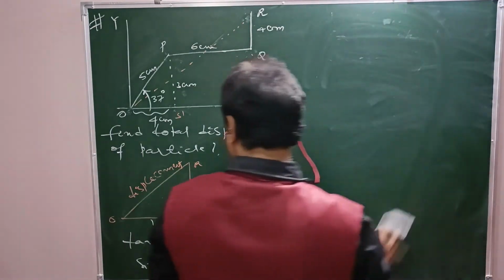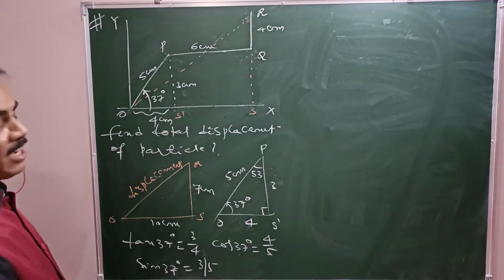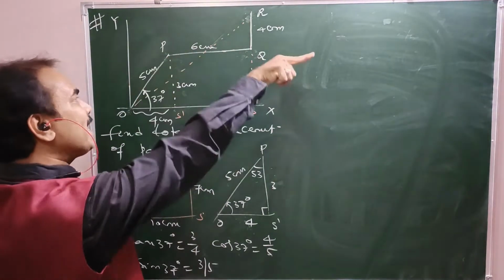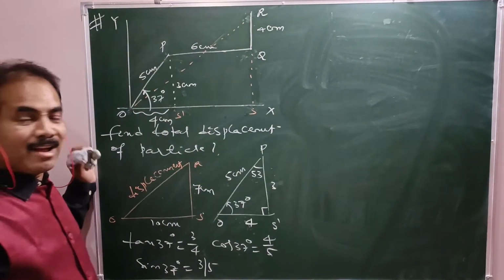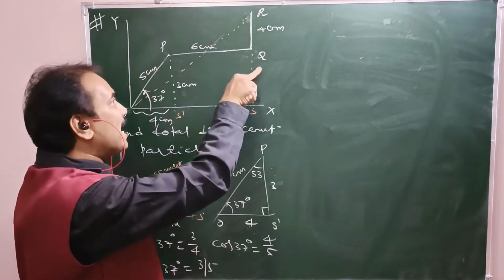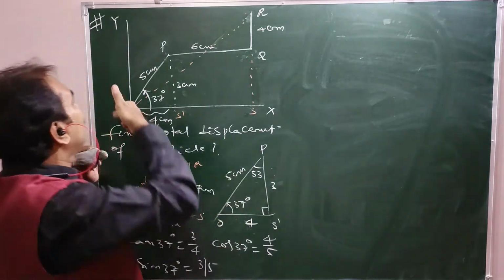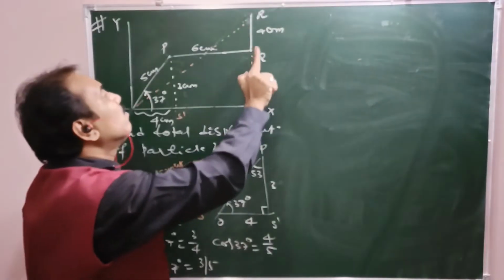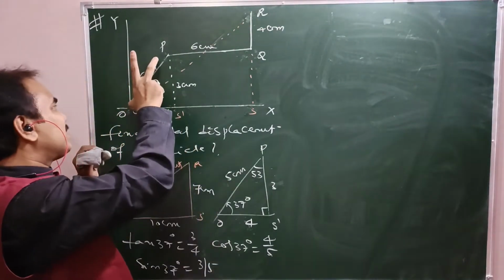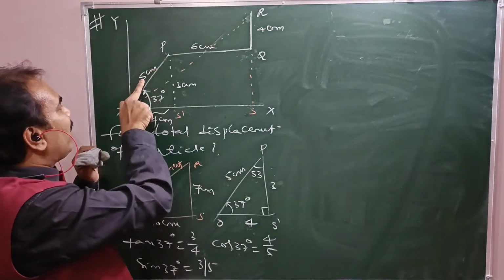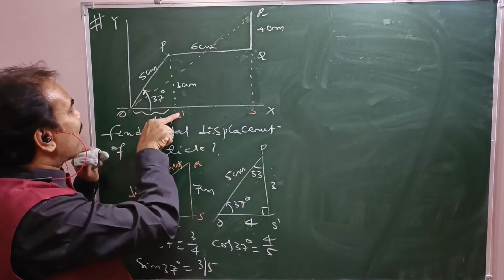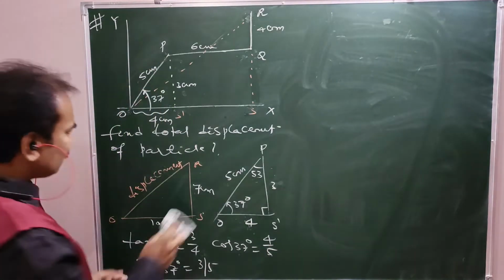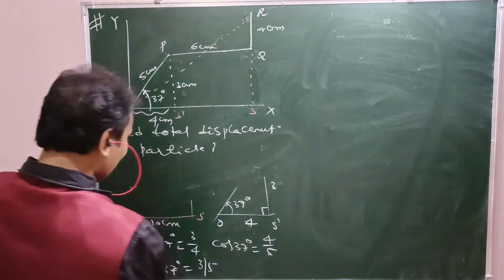Of course, there is an alternate method in finding displacement. What is that alternative method? In vector notation. See, from P to Q, 6 into i cap. What is the unit vector along the x-axis? i cap. So 6 i cap, and here it is 4 j cap. Parallel to the y-axis means j cap is the unit vector. Now what about this displacement? 5 cos 37 into i cap plus 5 sin 37 into j cap.